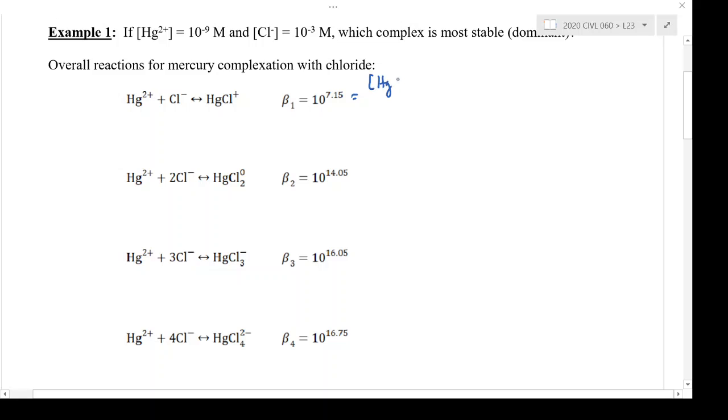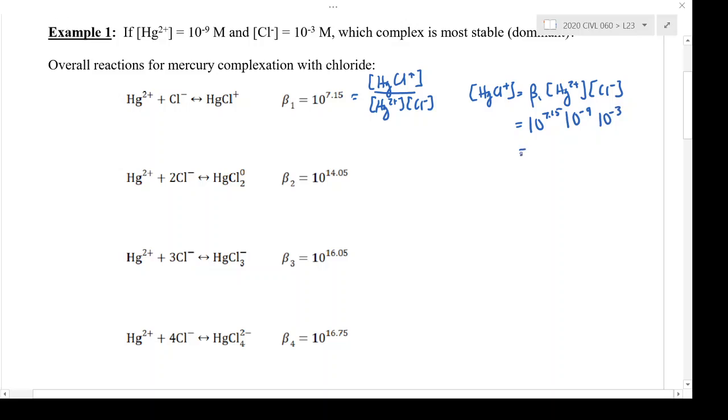So for the first one, I have HgCl+ over Hg2+ times chloride. And then I can take that and solve it for the HgCl+, which is beta 1 times Hg2+ times chloride. And I plug in all the values, 10 to the 7.15. The mercury is 10 to the minus 9, and the chloride is 10 to the minus 3. And that gives me a solution of 10 to the minus 4.85. So we'll follow the same procedure for the rest of the reactions.